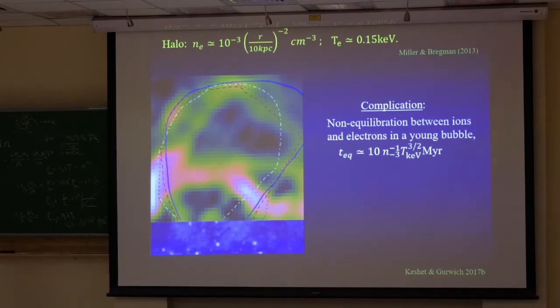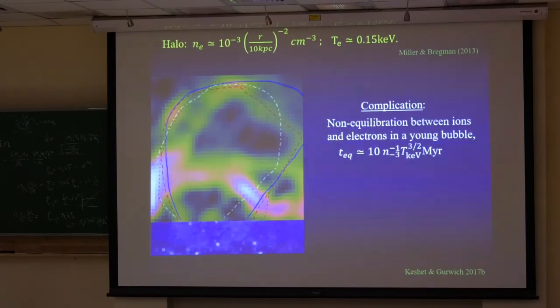A big uncertainty here, which was pointed out by several people, is that the bubbles are sufficiently young that you don't necessarily have equilibrium between ions and electrons. And this is a big problem. Everything I said was based on emission from electrons, almost everything. The ions would hold much more energy, so you have a very strong shock, very hot ions. You wouldn't know. So I hope this answered your question.